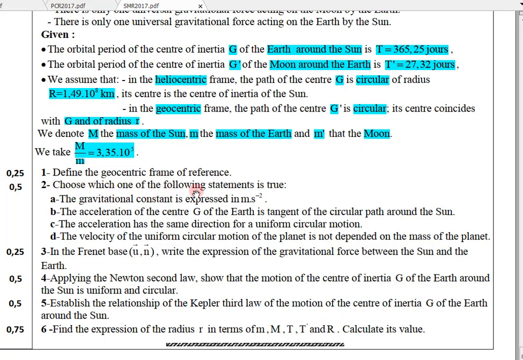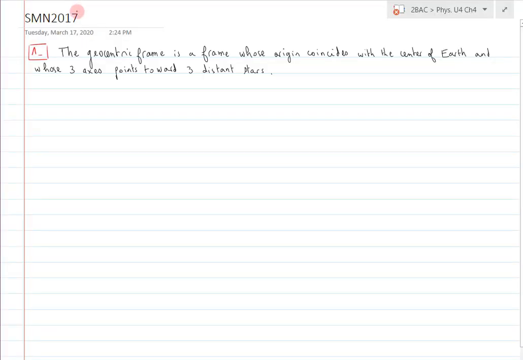Choose which one of the following statements is true. So A, the gravitational constant is expressed in meters per second. So we don't know, so we need to check this out. To do this, we need to do what is called dimensional analysis. As its name suggests, dimensional analysis is the analysis of the dimensions of the different physical quantities like length, mass, time, temperature, etc.